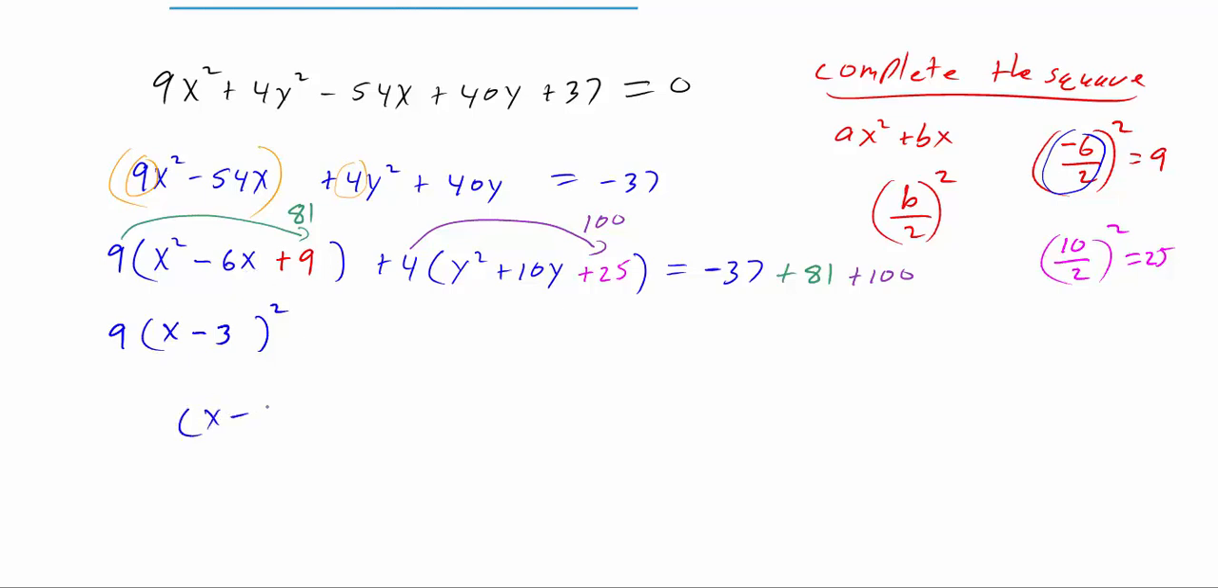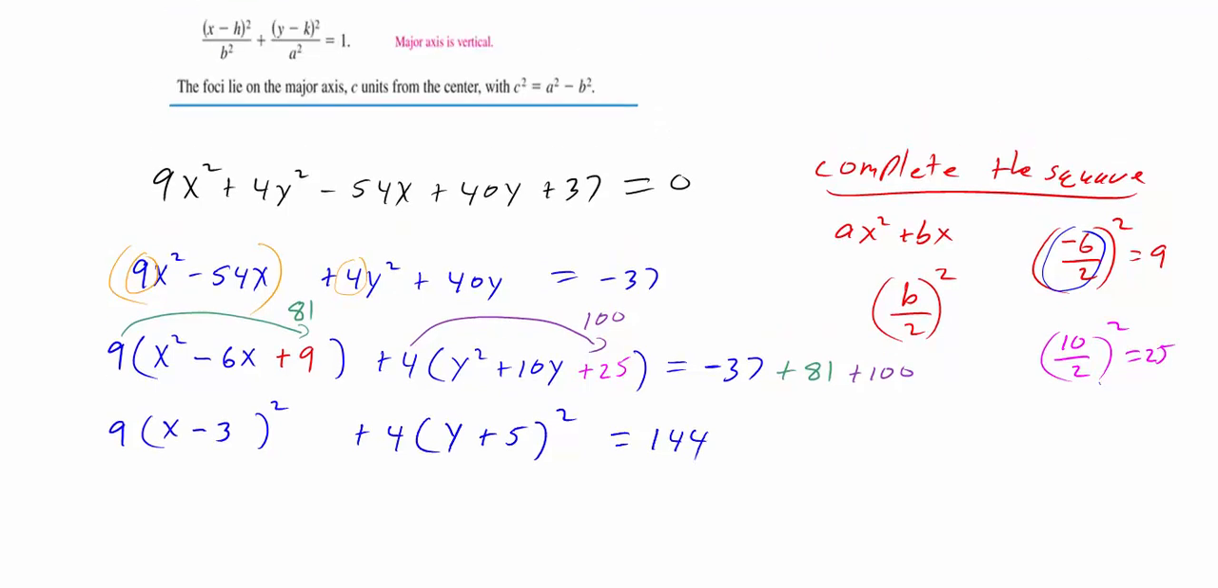So what that means, if we were to take x minus 3 times x minus 3 and multiply this out, we're going to get the trinomial. And then we want to do the same thing over here with our y's. We still have the 4 out front that we factored. And if we factor this to a perfect square, we take half of the 10, which is 5, so that's a positive 5. So we get y plus 5 squared. Then we have the negative 37 plus 81 plus 100, which is going to be equal to 144.